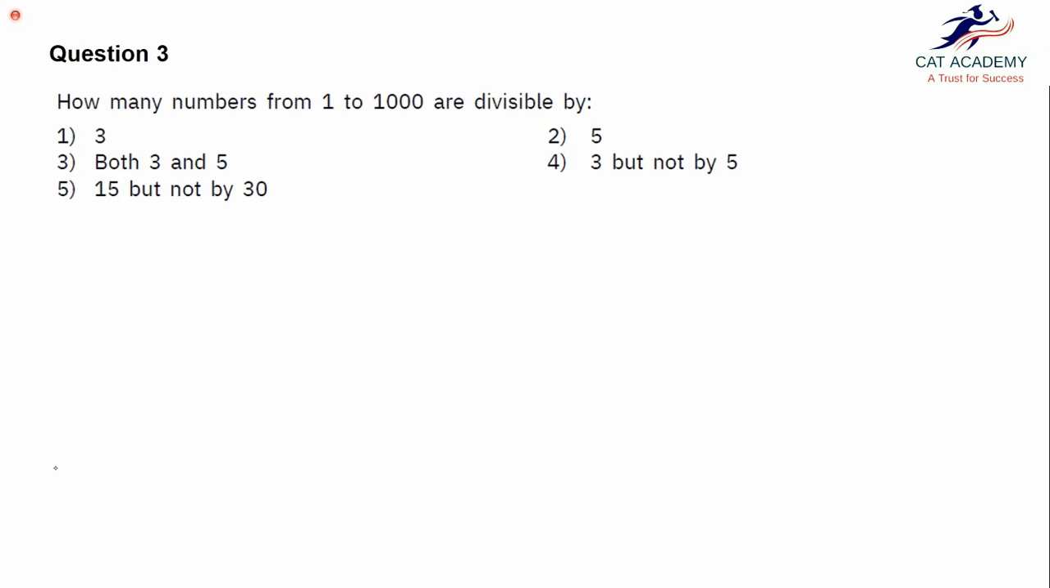Okay. How many numbers from 1 to 1000 are divisible by 3? How many are divisible by 3? 33? No, we have to go up to 1000, not 100. 333 directly. No formula needed. Pushkar, we can do it directly, because from 1 to 999 there would be 333 multiples, as 999 is 3 into 333. That means there are 333 multiples of 3.